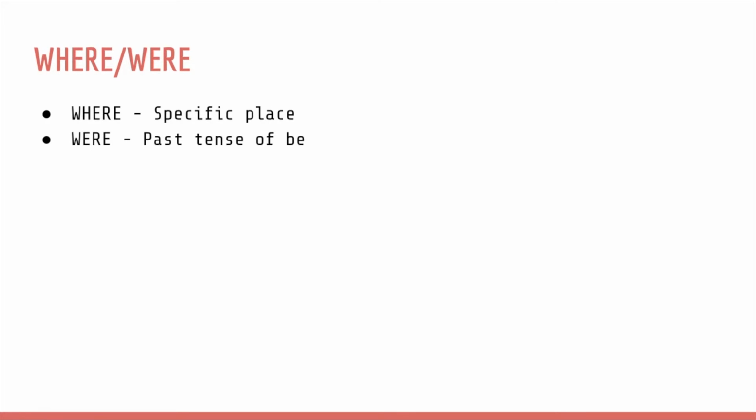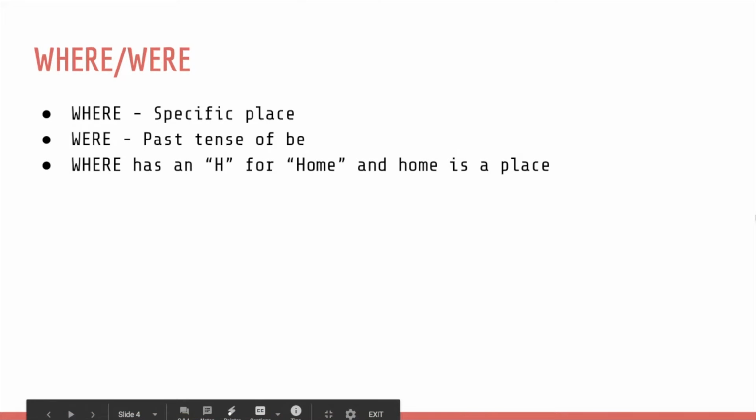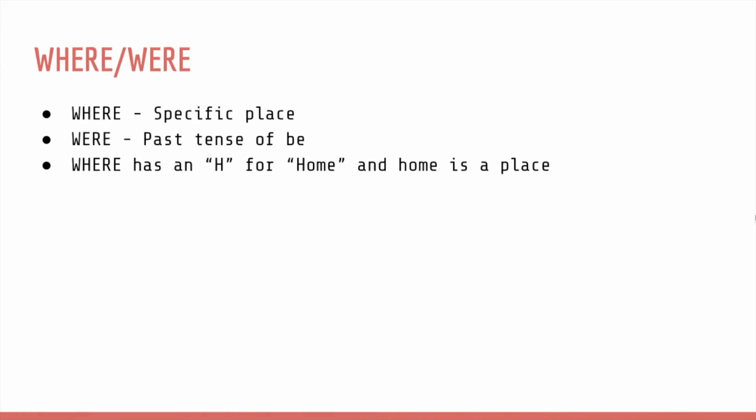So the first one, where and were, I do see this error quite a bit. Where is referring to a specific place, right? Whenever you are referring to a specific location or a place, you use where. Were is a past tense of be, so it is a verb, okay? And a cool little tip for y'all is where has an H in it, right? As you can see, it has an H, and that H, you could say stands for home, and home is a specific place, right? So that's a cool little tip for y'all to know when to use where and were.